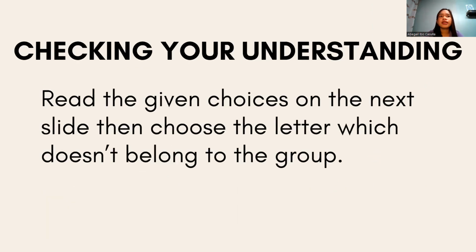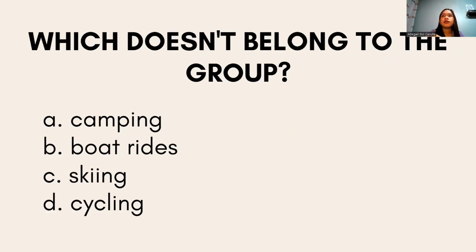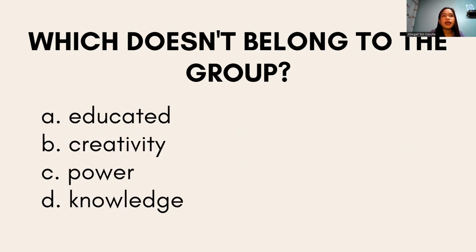Now let us check your understanding. You will tell me which does not belong to the group. Okay. Number one, the choices are camping, boat rides, skiing, cycling. Which one does not belong to the group? Yes, it's letter B. Next, A, educated, B, creativity, C, power, D, knowledge. The correct answer is educated.